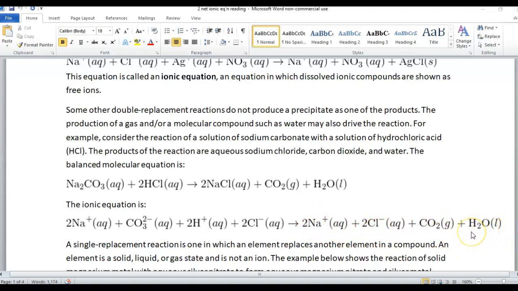Now there is no precipitate in this reaction because there's no solid, but water was not one of the starting reactants. Carbon dioxide gas is not one of the starting reactants. So these are new things. They're listed by their state, and they need to stay that way.